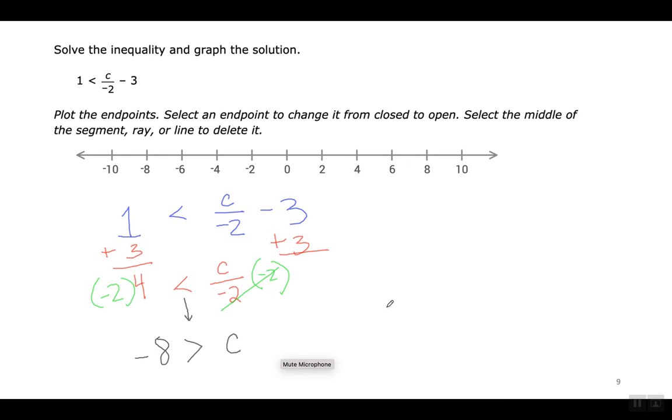So if I write my answer starting with the c, c is less than negative 8. And the graph of that would be, here's negative 8. I do not shade inside the circle because it cannot equal negative 8. And all the numbers less than negative 8 are to the left. So there's my graph.